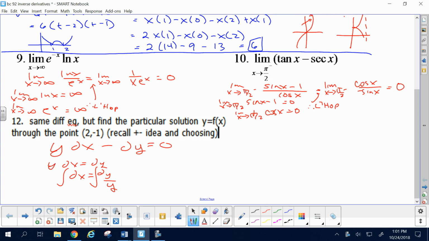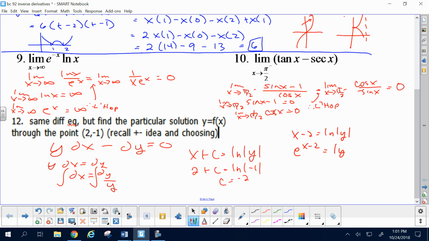I know what you're saying. X plus c equals natural log of the absolute value of y, yes? If you use the initial condition of 2, -1, that implies that 2 plus c equals natural log of the absolute value of -1. So c is -2, yes? Wait, wouldn't it be? Okay. So x minus 2 equals natural log of the absolute value of y.